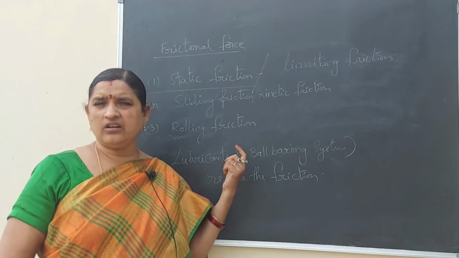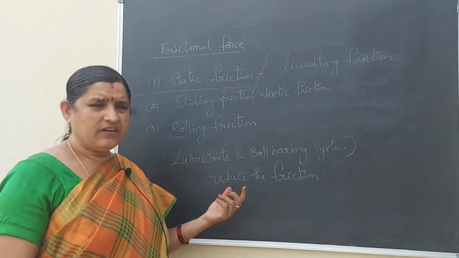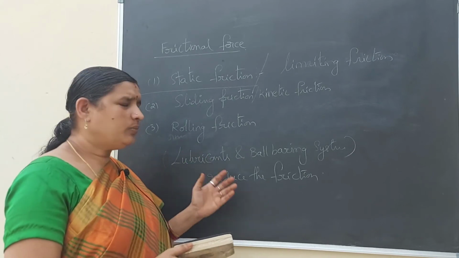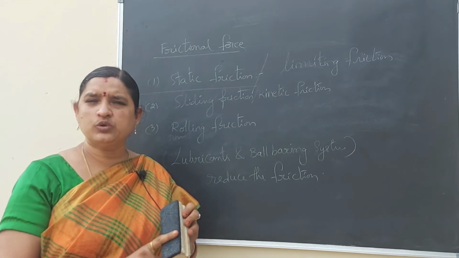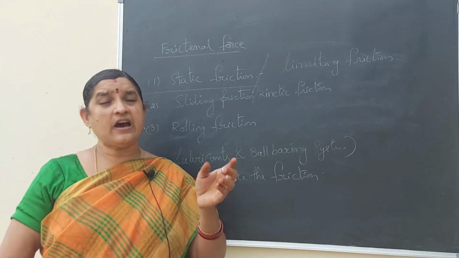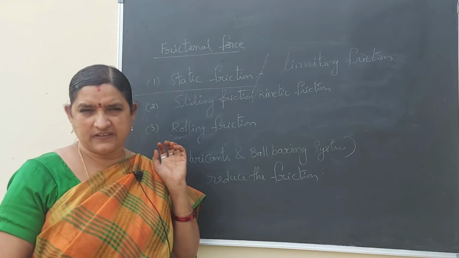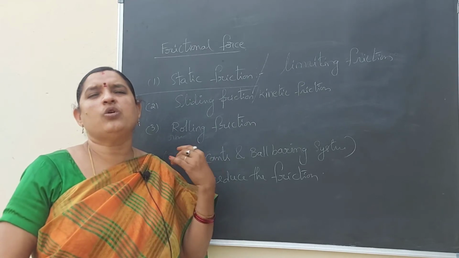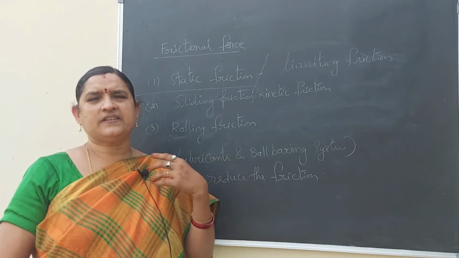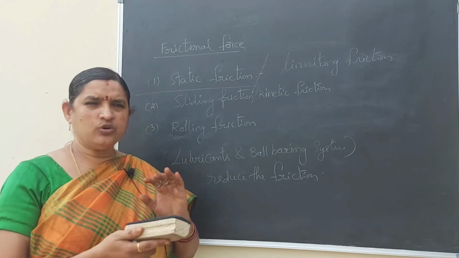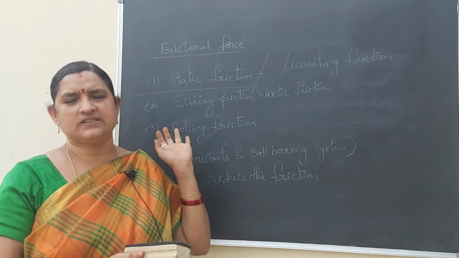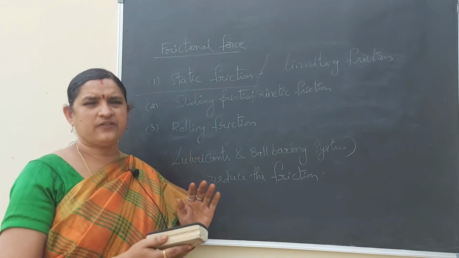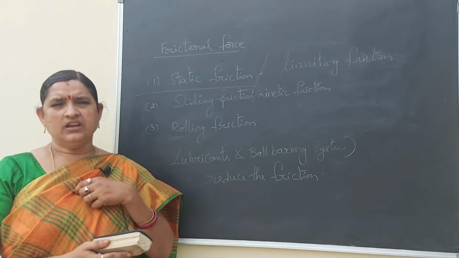Oil, grease, all are called lubricants. When we apply lubricants, they fill the grooves of the surface and make it smooth. Smooth surfaces have less friction than rough surfaces. Rough surfaces have more friction. Smooth surfaces have less friction. So the action of lubricants is to smoothen the surfaces. Lubricants smoothen the surfaces, so friction will be reduced.